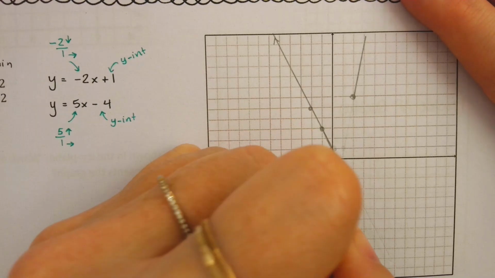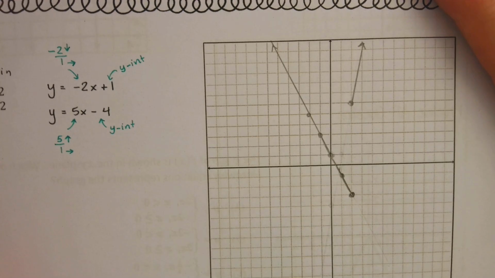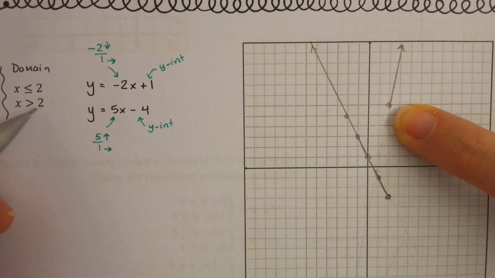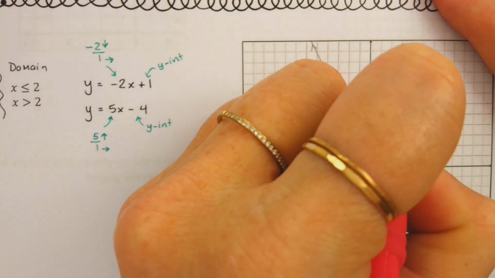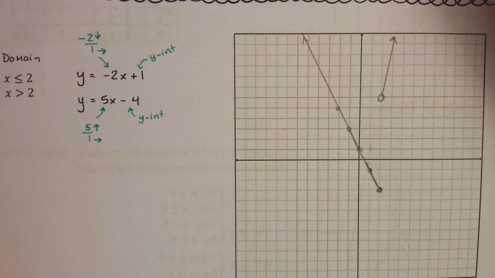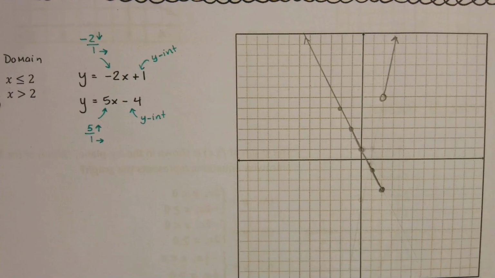Erased part of my old line. I'll put it back. Okay. Now adjusting the endpoint. Right now I have a closed dot. Is that what it needs to be according to x is greater than 2? No, it needs to be an open dot. I'll adjust it. And there we have our beautiful little piecewise function. Does it pass the vertical line test? Yeah, because if you put a vertical line here, it's only going to hit 1 point.